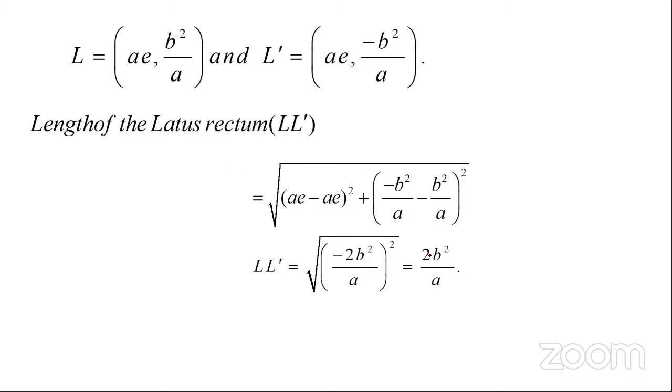Then you will get 2b square by a, 2b square by a minus a whole square, that will be 0, and this is minus 2b square by a whole square. Square root cancels. Then minus will be plus here. So 2b square by a. This is the length of the latus rectum, that is L L dash equal to 2b square by a. So next problem.